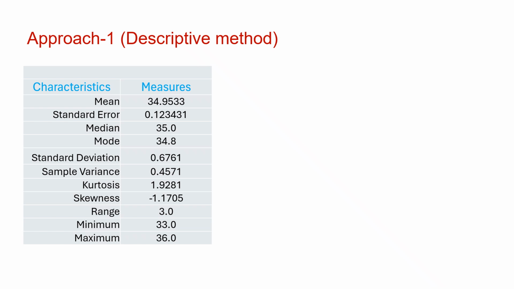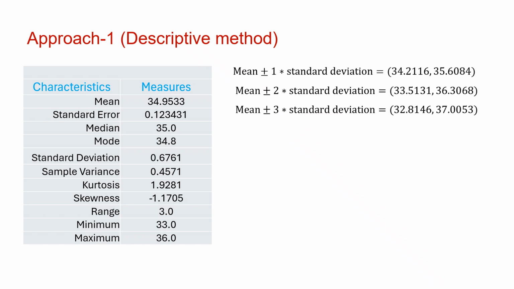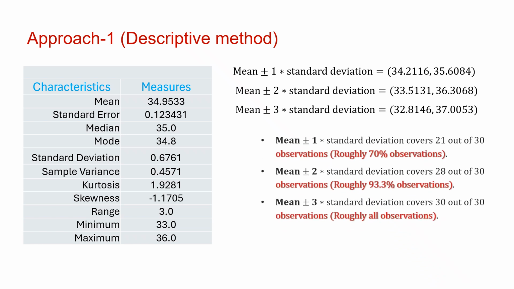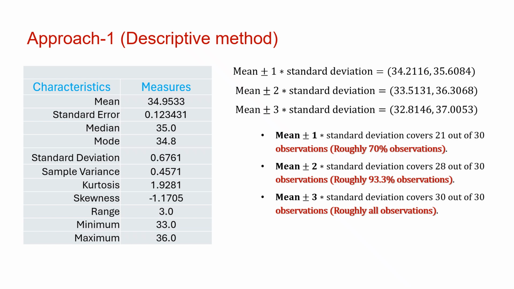So here is the descriptive method. Get the descriptive statistics. This can be done in Excel also. Various measures of characteristics and estimates are given here. Mean plus or minus 1 standard deviation gives the interval 34 to 35 something. Mean plus or minus 2 times standard deviation gives you 33 to 36 point something. And mean plus or minus 3 times standard deviation is going to be 32 to 37.